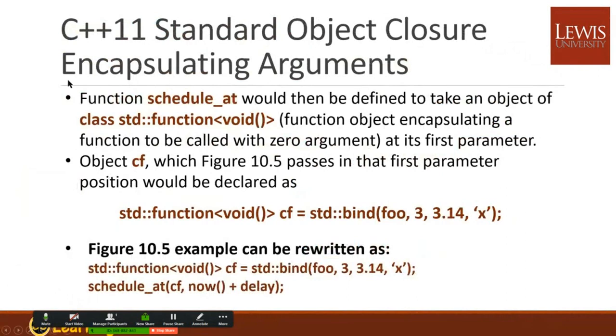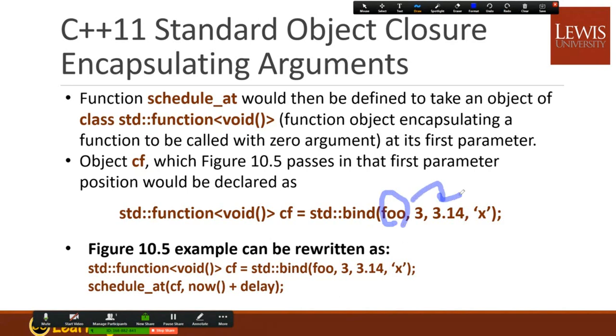C++11 standard object closure encapsulating arguments. So schedule add would then be defined to take an object of this type, the function to be called with zero arguments as the first parameter, and the object CF passes in that first parameter will be declared as this. So you can use the binding function that will bind through with this parameter.